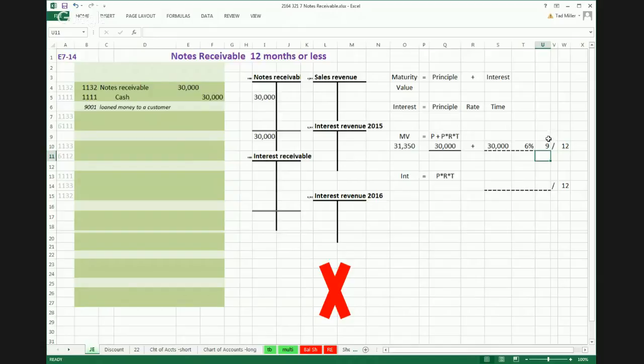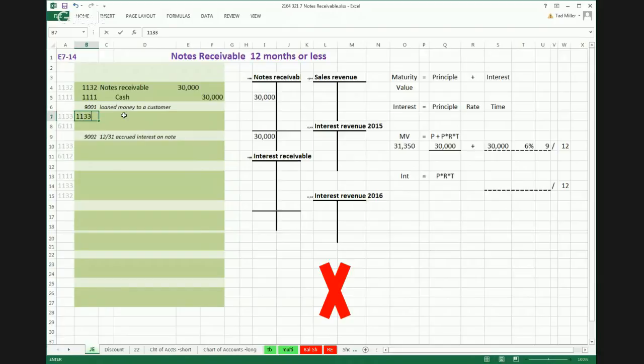So notice this is always a fraction of a year. The maturity value equals principal plus principal times rate times time: $30,000 principal plus $30,000 times 6% interest for 9/12 of a year. So they're going to have to pay us back $31,350 next March. So the note runs from June 30th to March 31st. It's a 9-month note, not an entire year, 9/12 of a year.